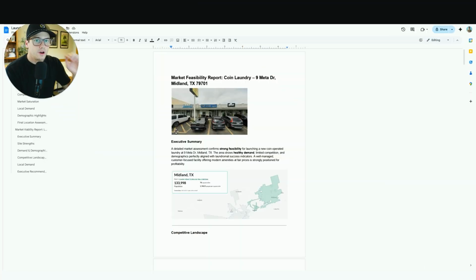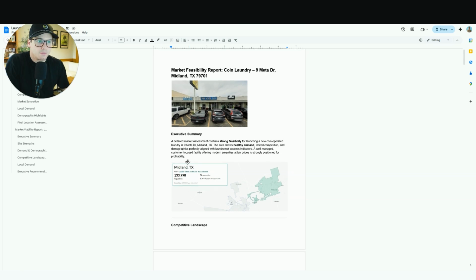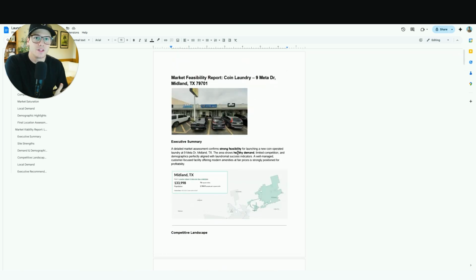All right, here we go. I have pulled up here, as I mentioned, a basic market feasibility report. As you can tell, it's not some sort of specially designed document. It's mainly us going out and doing a few components of research to come up with data to support whether a location is going to be ideal for the business.